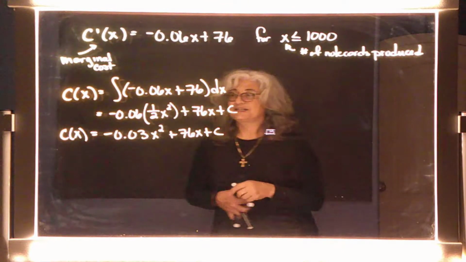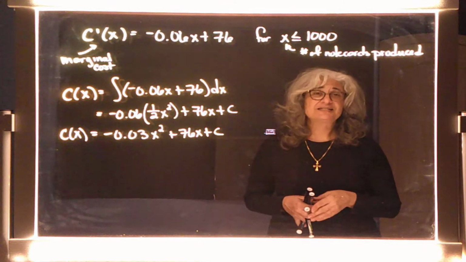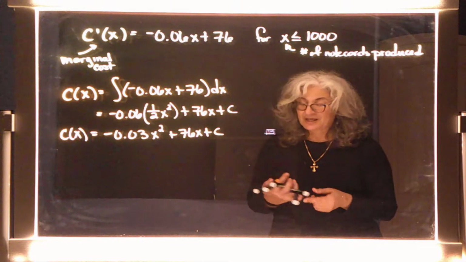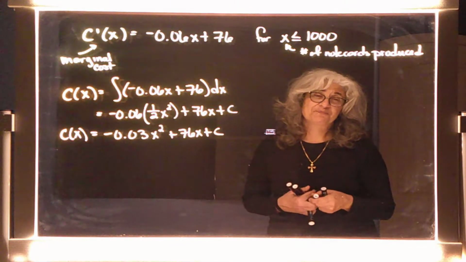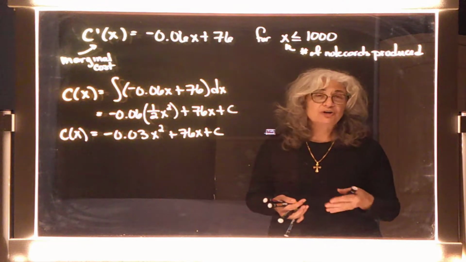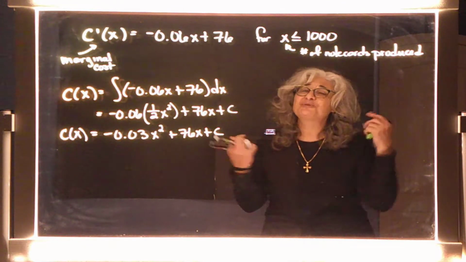Nicely done. Getting the hang of taking the antiderivative? And then what did it tell us? They want us to find the total cost of producing 730 cards, but what did they say?